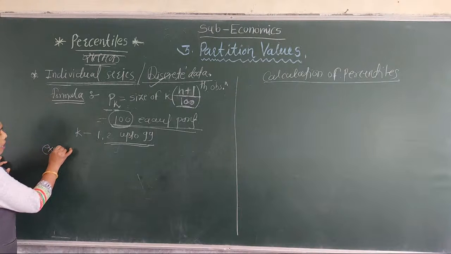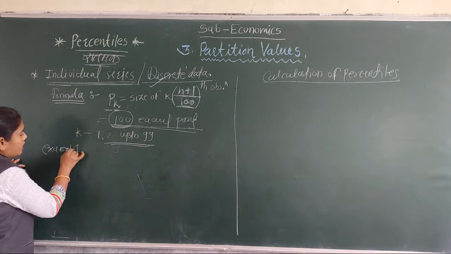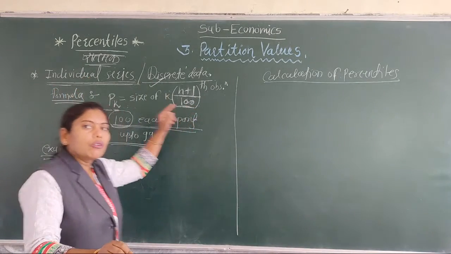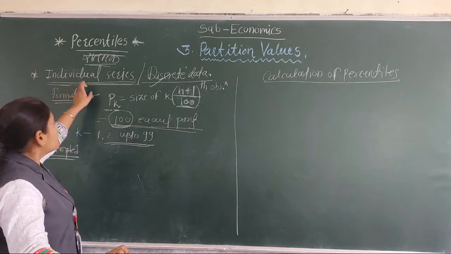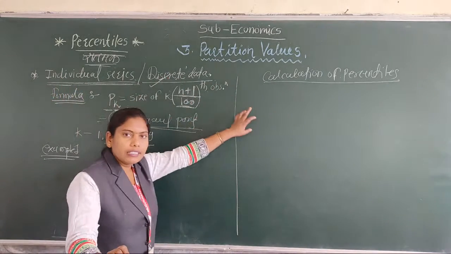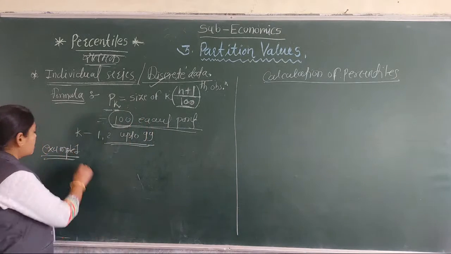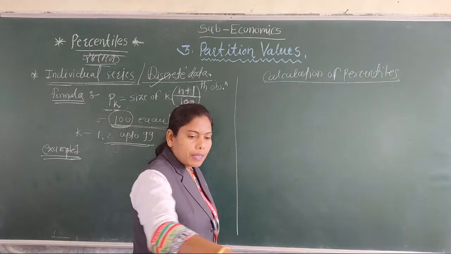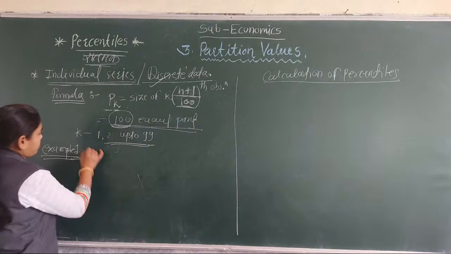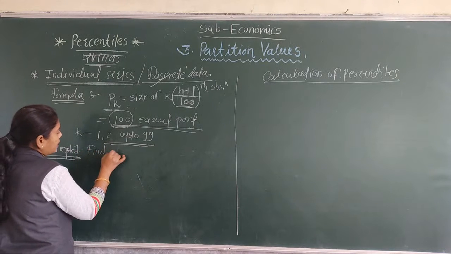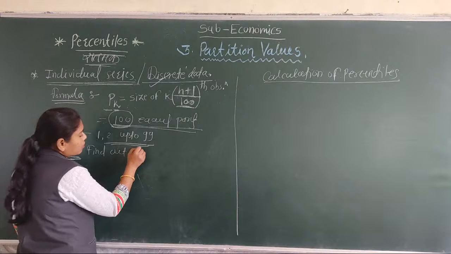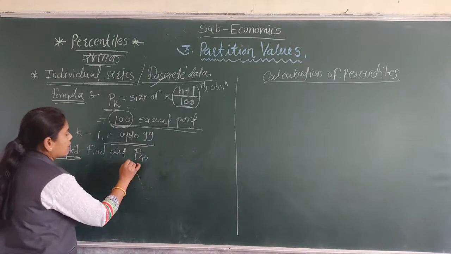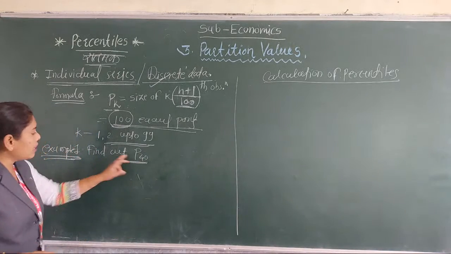Suppose example number 1. First of all, we are going to calculate the percentile for individual series and discrete data. Now write down example number 1. In this example, find out P40 from the given data.